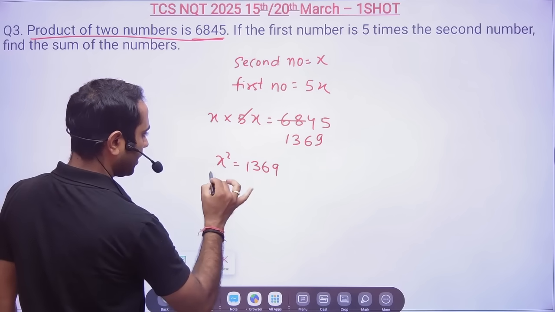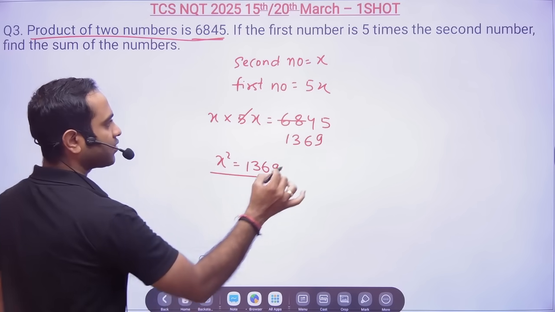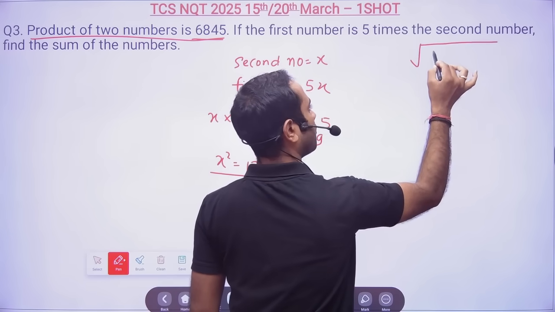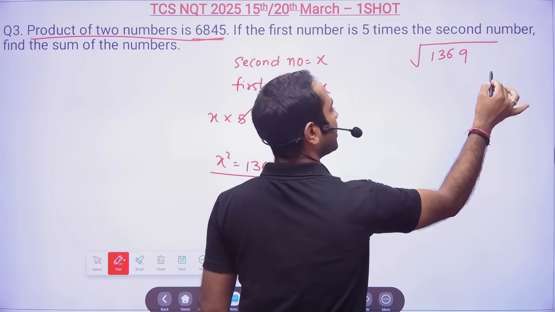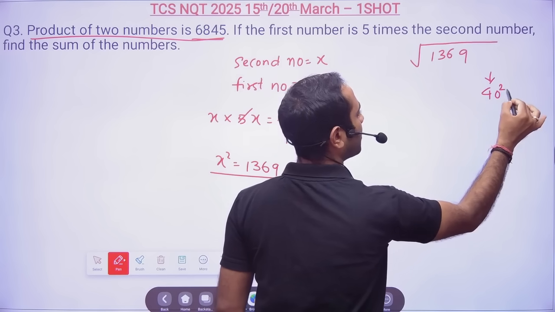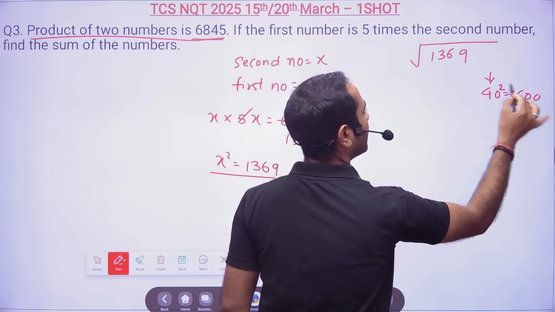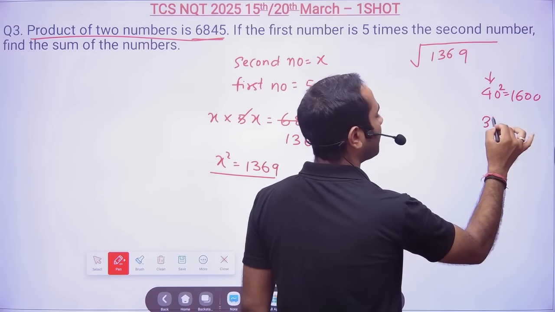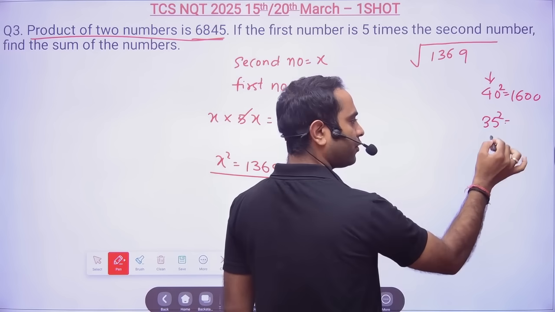Okay, now friends, we know 40 square will be what? So basically we need to find the square root of 1369. So 40 square is what? Sir, 40 square will be 1600. So it is very clear that the square root will be less than 40. And 35 square, do we know? Yes sir, you have already told the trick.